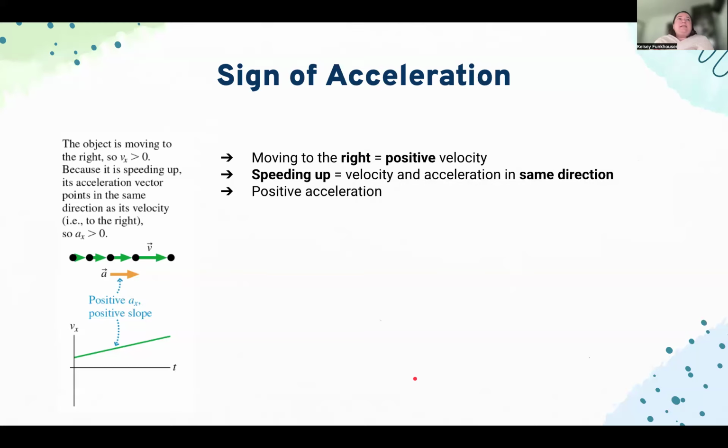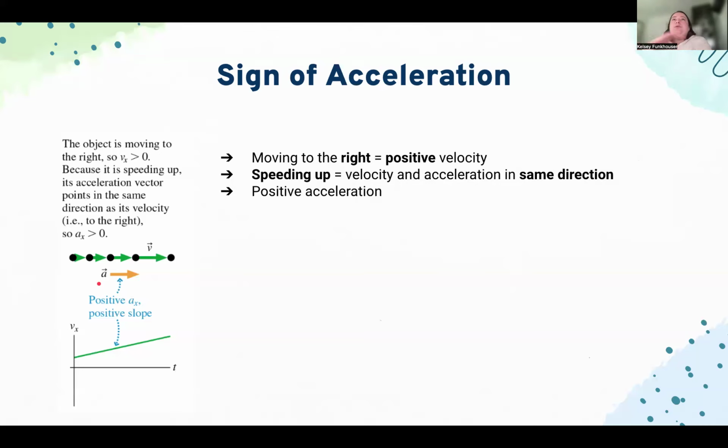So in this example, we have an object moving to the right. We can look at our particle diagram and see that the velocities are all moving to the right. And it's speeding up. Because it's speeding up, that means the acceleration vector should be in the same direction as the velocity vector.